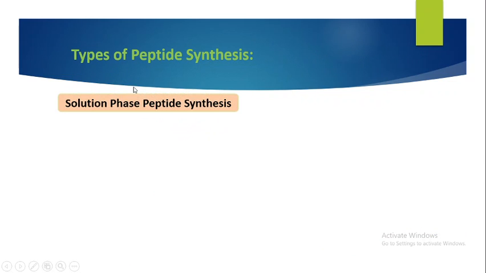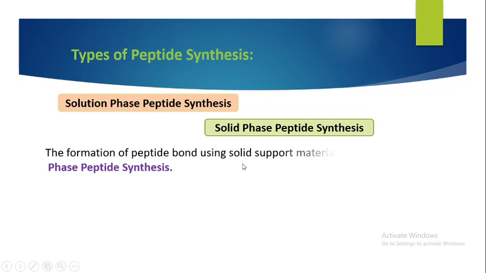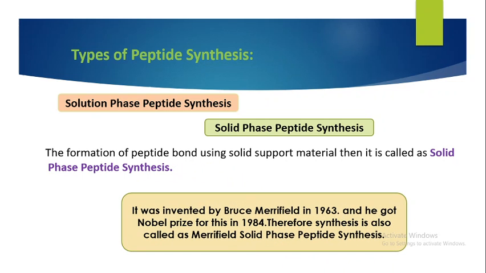There are two types of peptide synthesis, solution phase peptide synthesis and solid phase peptide synthesis. The formation of peptide bond using the solid support material is called solid phase peptide synthesis, and it was invented by Bruce Merrifield in 1963 and he got the Nobel Prize for this in 1987. Therefore, the synthesis is also called Merrifield solid phase peptide synthesis.